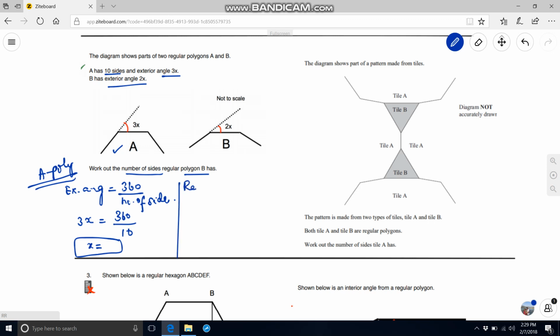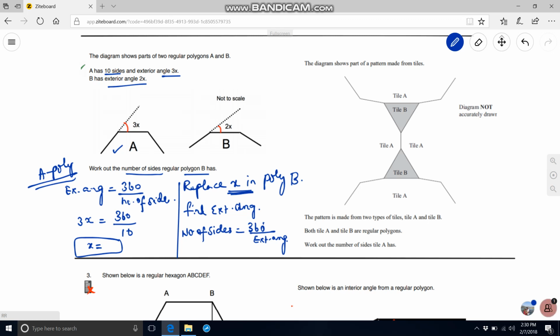So replace your x value in diagram B. Replace x in polygon B so that you will get the exterior angle. After replacing, you will come to know the exterior angle of polygon B. After that, we can use the number of sides formula because we need to find the number of sides. So the formula is number of sides equal to 360 degree divided by exterior angle. By this, you will come to know the number of sides polygon B has.